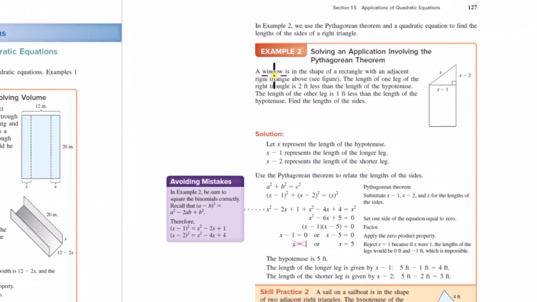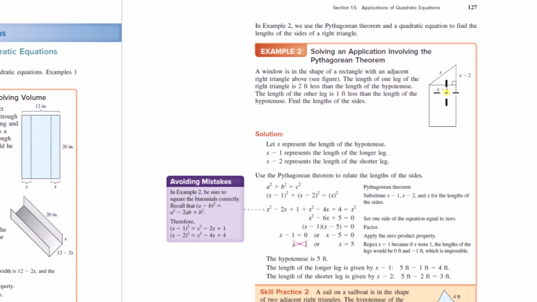Okay, in example 2, it says a window is in the shape of a rectangle with an adjacent right triangle above. The length of one leg of the right triangle is 2 feet less than the length of the hypotenuse. The length of the other leg is 1 foot less than the length of the hypotenuse. Find the lengths of the sides. So the hypotenuse we don't know, but we know that one of the legs is 2 feet less than the hypotenuse length, and one of the legs is 1 foot less.